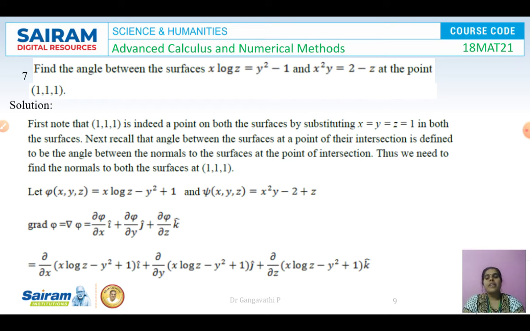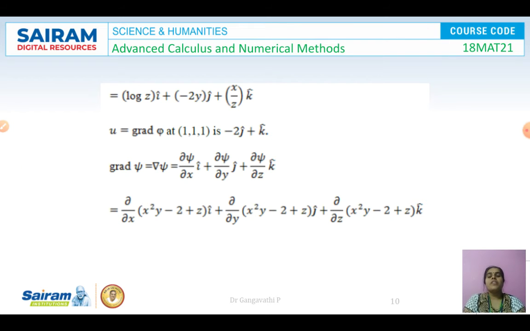So let us find grad phi. Grad phi is, by the definition of a gradient, dou phi by dou x i, dou phi by dou y j, dou phi by dou z k cap. So dou by dou, substitute for phi here. Differentiating it, we get log z, minus 2y, plus x by z. i, j, k are there as it is. Let us take the resulting vector as u. This u, let us evaluate at (1, 1, 1). So log 1 is 0. So the i component will be 0.